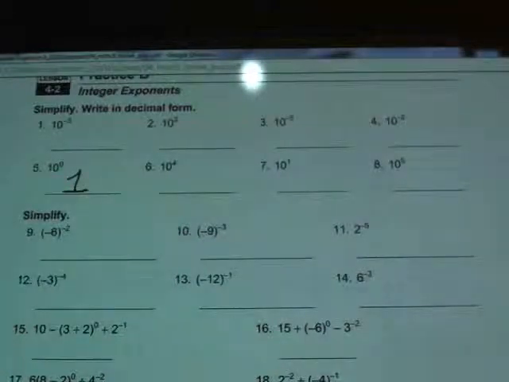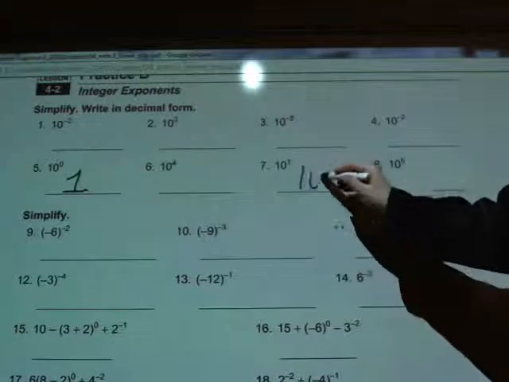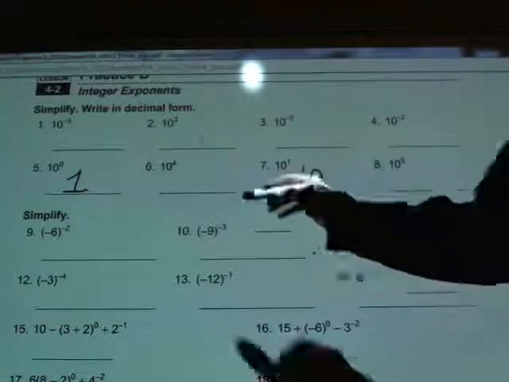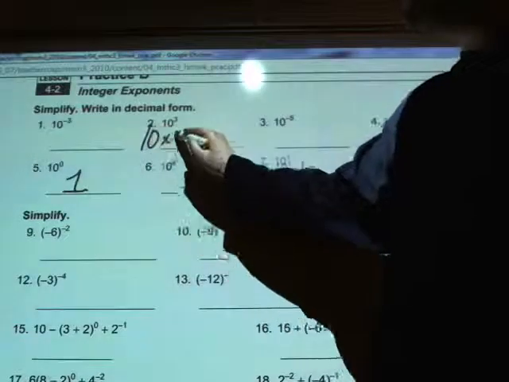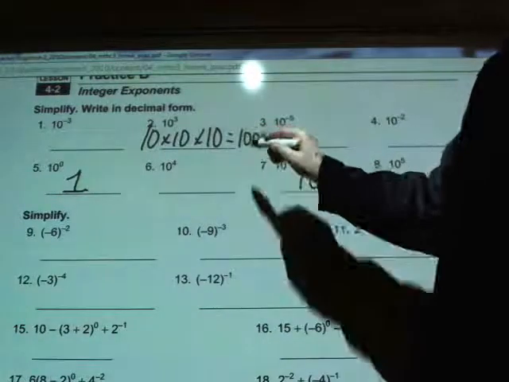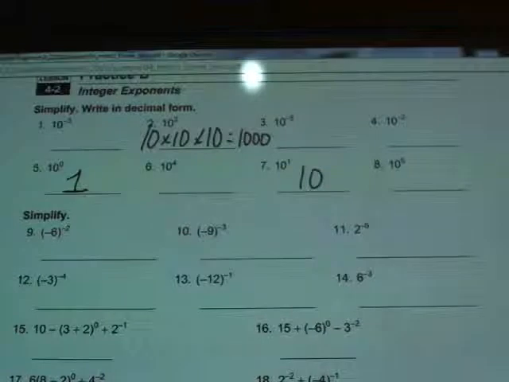If we take a look at a question like 2 or 6 or 7 or 8 for that matter, those have positive exponents. Well, we've been dealing with those for quite a while. Number 7, for instance, 10 to the 1st means I'm going to use 10 in a multiplication question one time, so the answer would be 10. In number 2, 10 in a multiplication problem 3 times, that would be 10 times 10 times 10, which is 1,000.